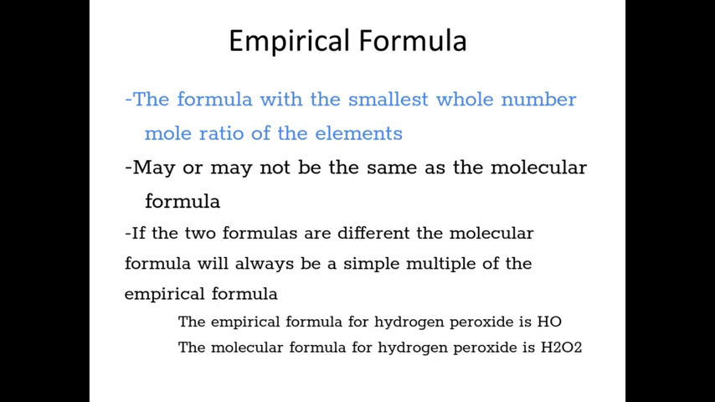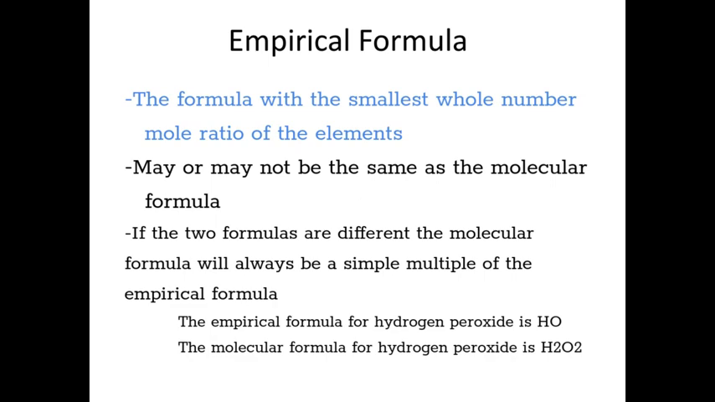So what we have is this idea of a chemical formula. Well, how can we use the chemical formula? Well, we can actually use it in the molecular or empirical formula. So the empirical formula is literally the bare bones formula. It's the formula with the smallest whole number mole ratio of the elements. So there are several chemicals that could have the same empirical formula but different molecular formulas, okay? So they may or may not be the same as the molecular formula.